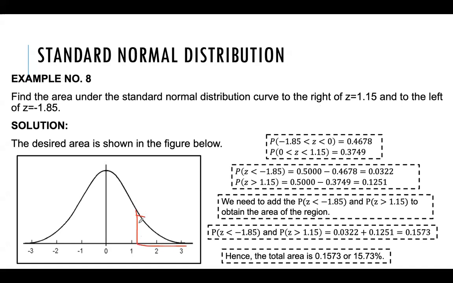Okay, so the value to the right of 1.15 and to the left of the z value of negative 1.85, that is the area we want. So let us look in table 2.9 for the area between the z value of 0 and the z value of negative 1.85.